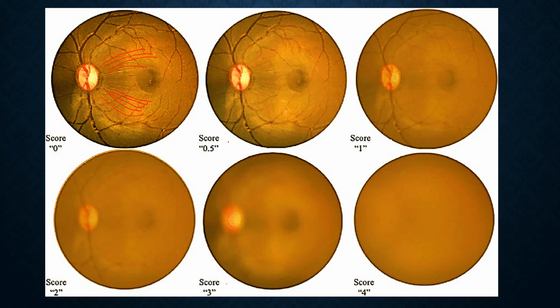Then in score 0.5, you can still see those striations of the nerve fiber layer, but they're quite hazy compared to the first picture. Now in the third grade, as you can see here in score 1, you can see the optic disc and the vessels, but the nerve fiber layers are not seen now. At this point you can give it a score of 1. Then you have score 2, where the vessels and the disc start becoming hazy. In score 3, the vessels have disappeared, you can just see the optic disc. And in score 4, all the structures have disappeared and you can just see a hazy media.